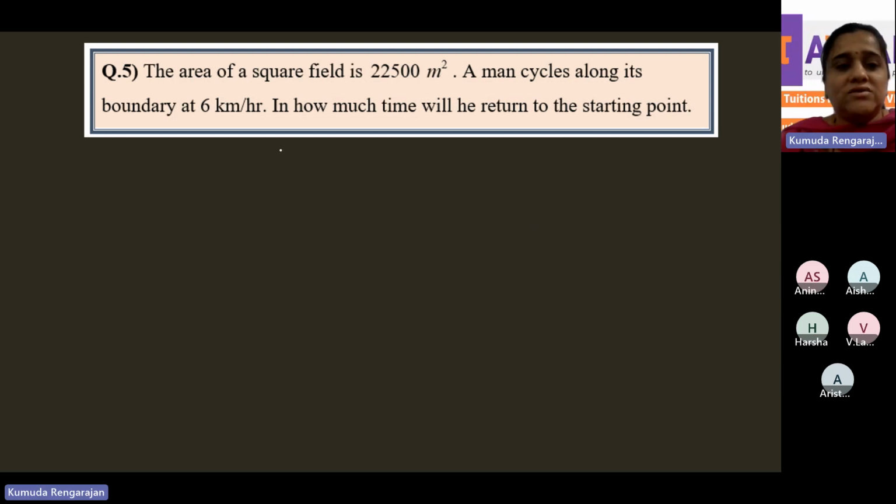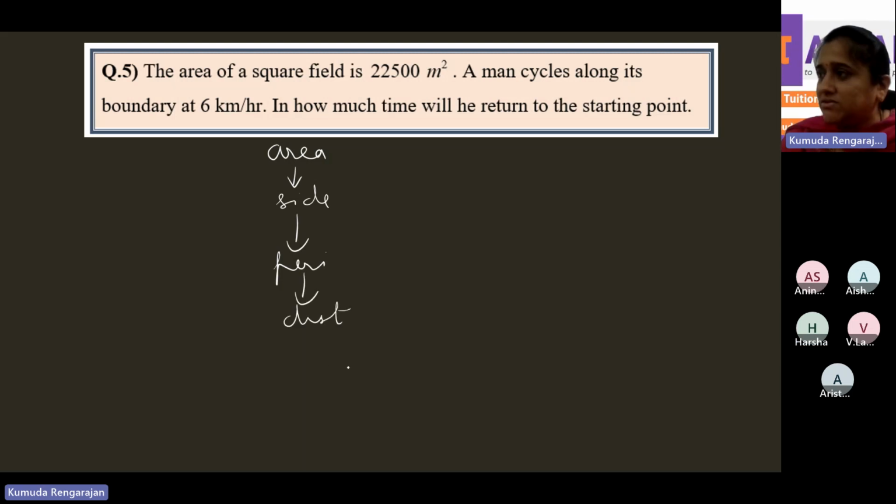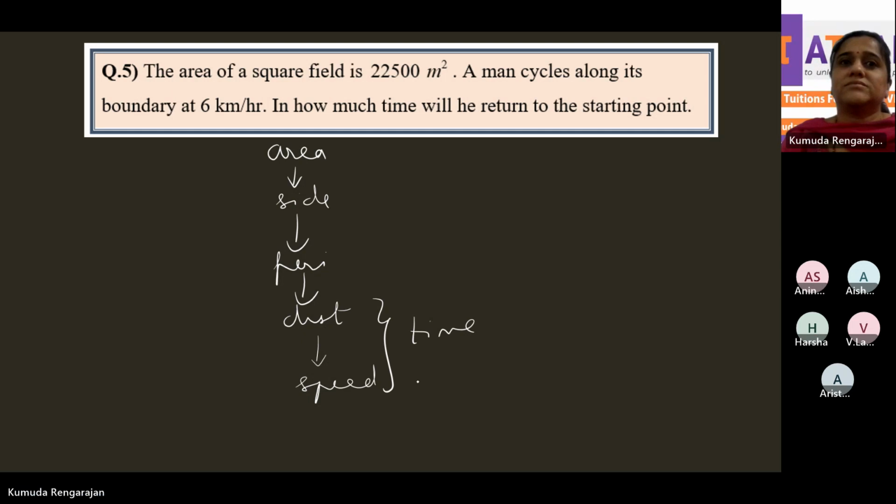Online students, please acknowledge. Yes, ma'am. So from the area, you can find the side. Using the side, find the perimeter. And perimeter is nothing but the distance. Perimeter itself is the distance. And you also know the speed. Using distance and speed, you can find the time.